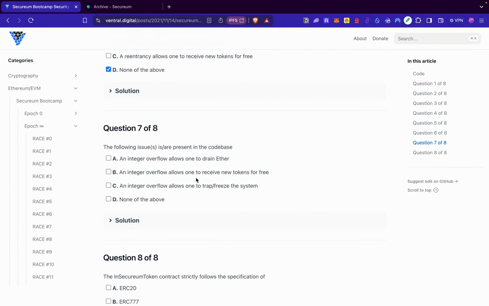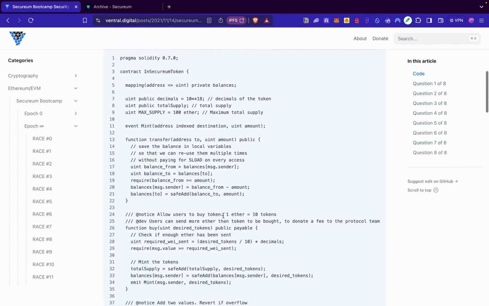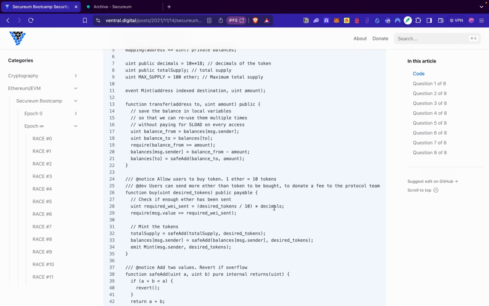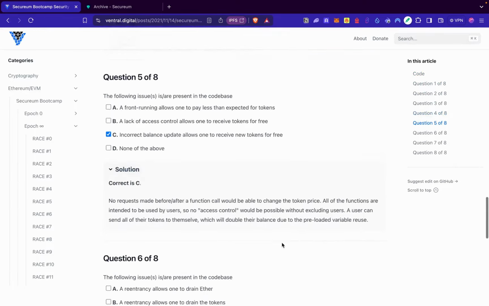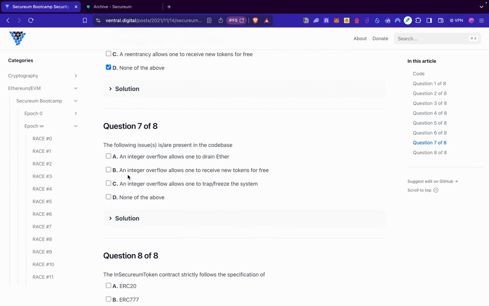An integer overflow allows one to receive new tokens for free. So again, from the fourth question, I guess, we can exploit this logic and get some tokens for free. Like if we desire 1 to 9 tokens, we can get them for free. But beyond that, we'll have to pay some amount. Like for 15 tokens, we'll have to pay 1 ether. For 26 tokens, we'll have to pay 2 ether. So beyond 9 tokens, we'll have to pay some amount. So this is not true entirely for all cases. So this is also false.